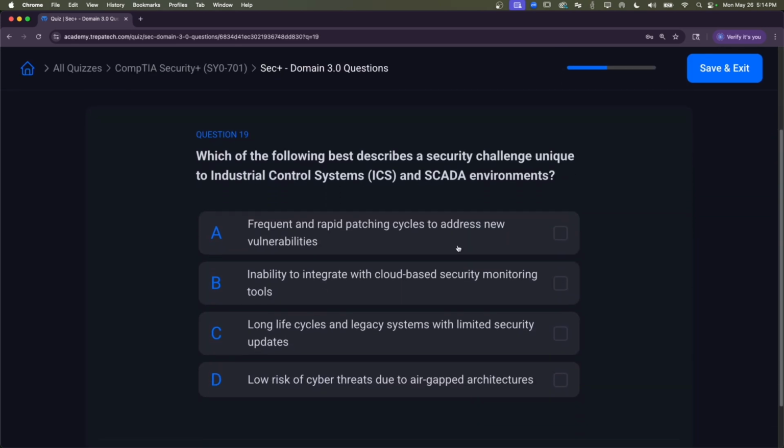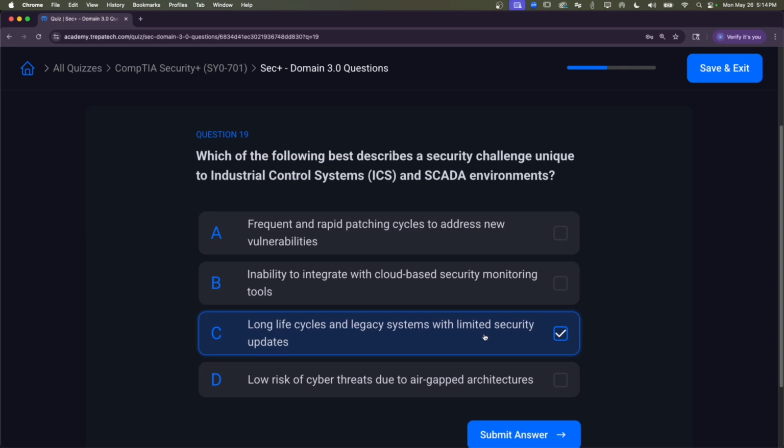Question 19. Which of the following best describes a security challenge unique to industrial control systems, ICS, and SCADA environments? Remember, this is our OT, right? This is our operational technologies that differ from our information technology that represents like our regular enterprises that we're used to. So which of the following best describes security challenge for ICS and SCADA?